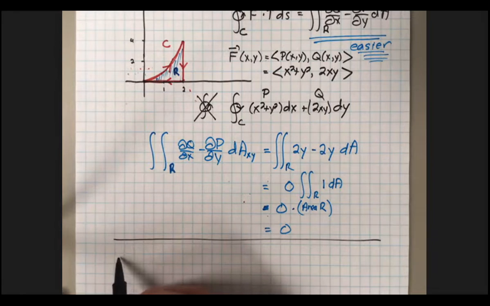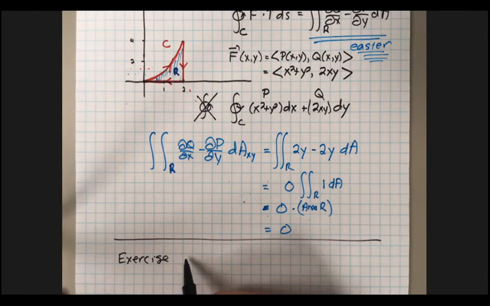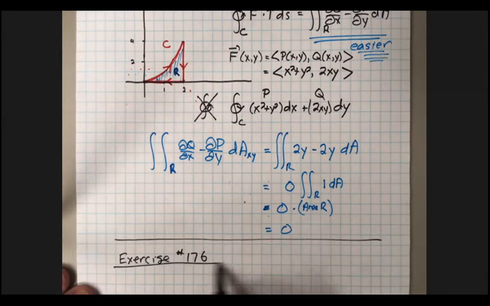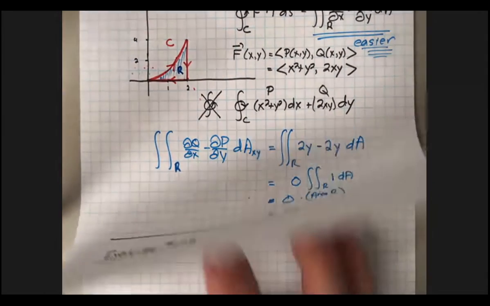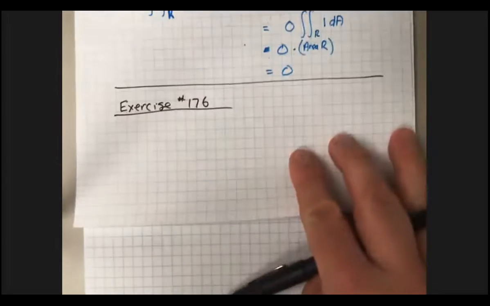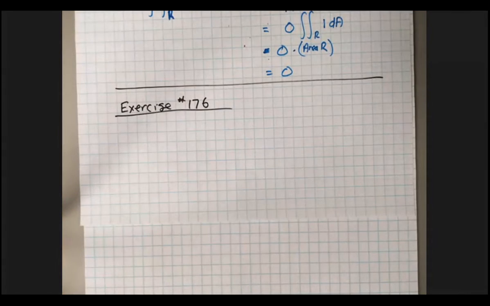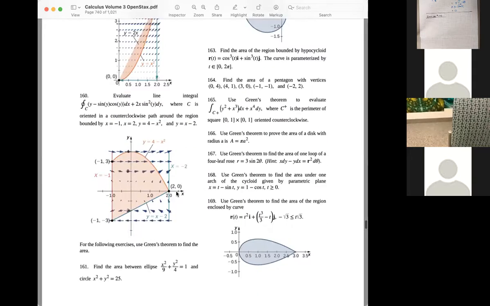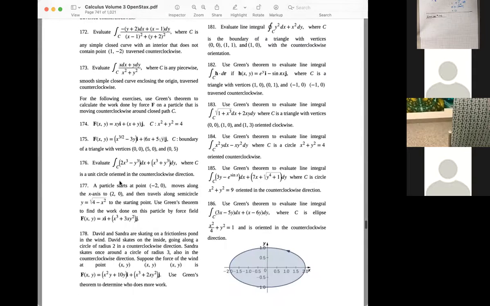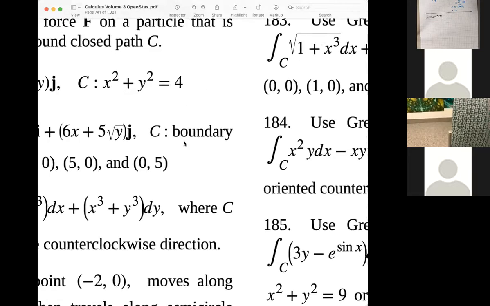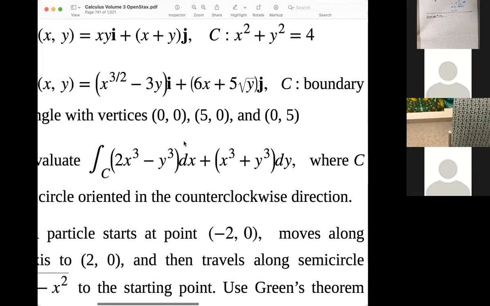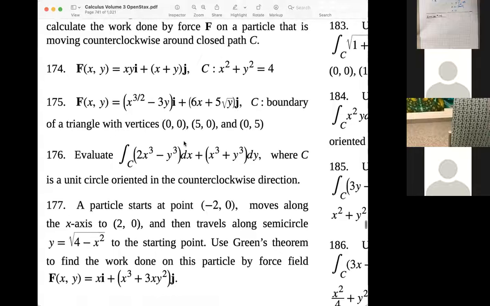Let's look at exercise 176. Okay, first exercise, not very exciting. Get ready to move the paper up. Let me slide back to the book and read this. This doesn't have a picture. We'll have to draw our own picture, but at least you can read the expression first. So I'm going to blow that up, and hopefully blow it up so it's readable.